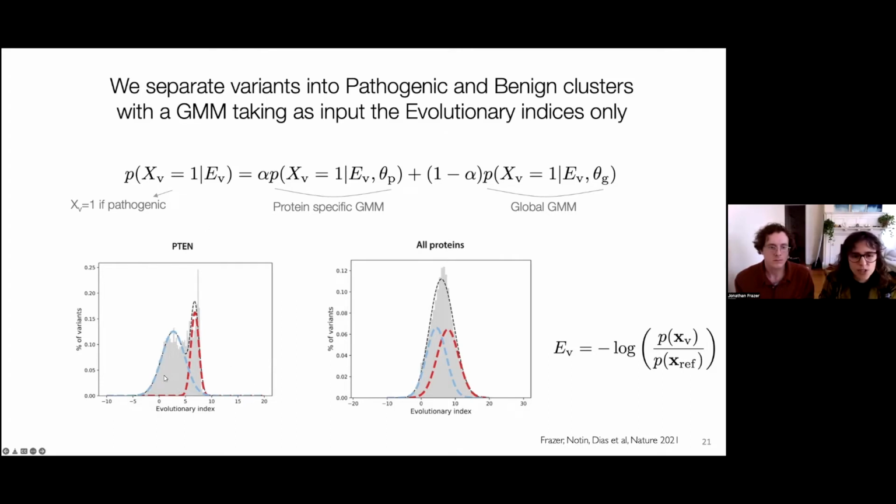In practice, what we do is that we have a mixture of Gaussian mixture models where we have a protein-specific GMM and also a global GMM, where we take the evolutionary indices of every single protein that we studied. And we studied about 3,200 so far now. And you can see the distribution is not bimodal at all when we look at all the proteins together, but still we just do a mixture model of two Gaussian clusters, and the results work pretty well.